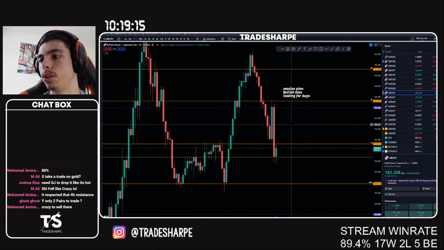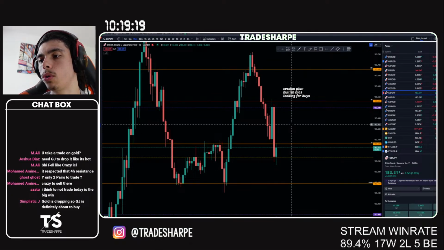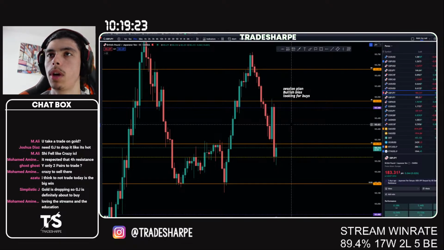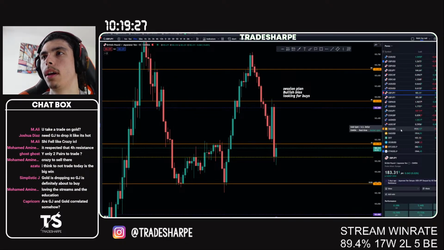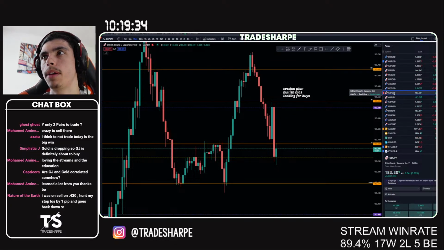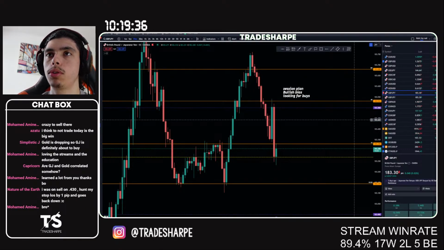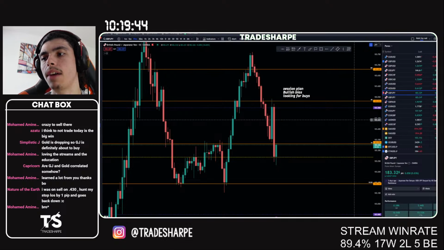Life's about seizing opportunities. Why only 2 pairs to trade? This is a good question I always get. The reason is that gold is my New York pair mainly, and also a small backup pair. And the reason I trade GJ is that it's been my pair for the longest. You have to be able to look at a pair for a long amount of time to build intuition on that pair, because intuition is another skill asset of your trading career.